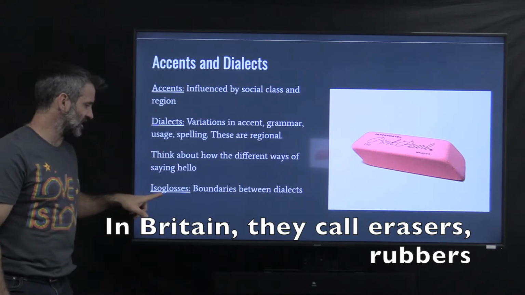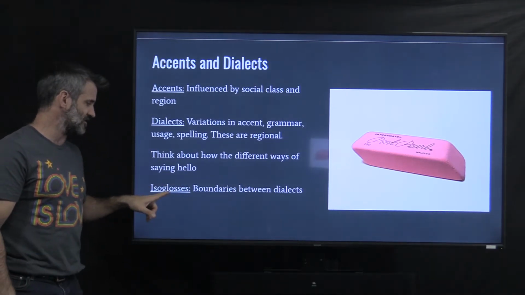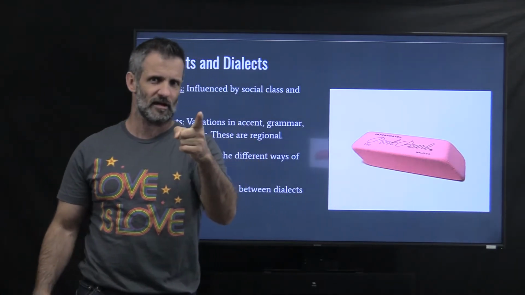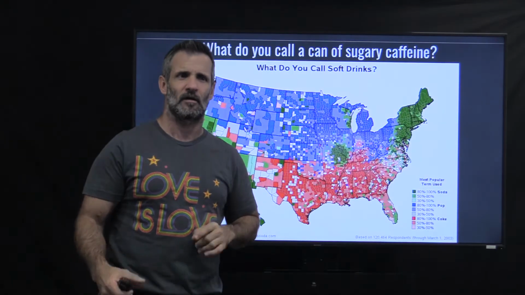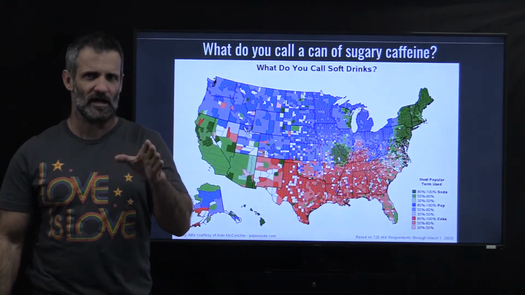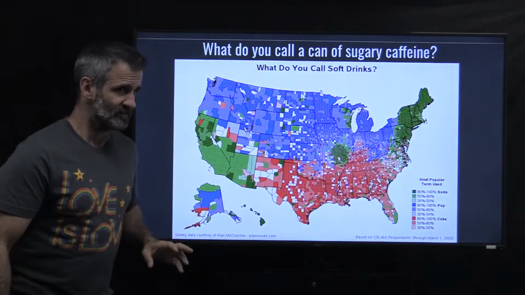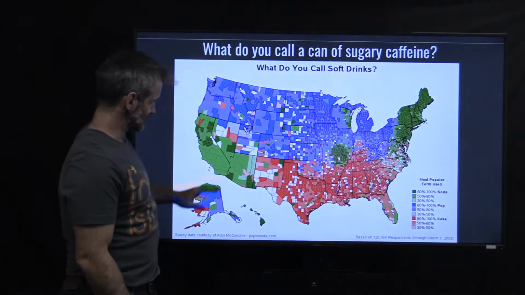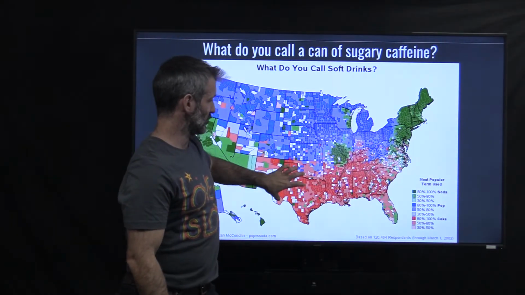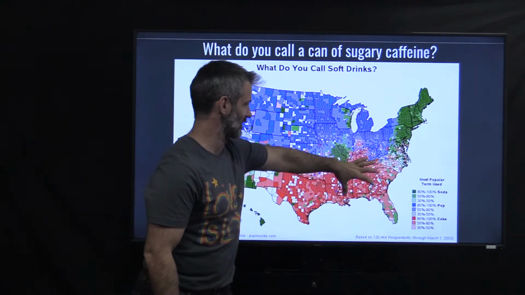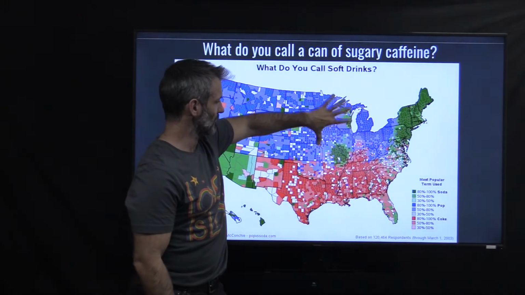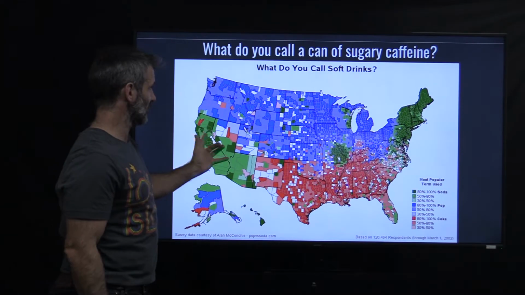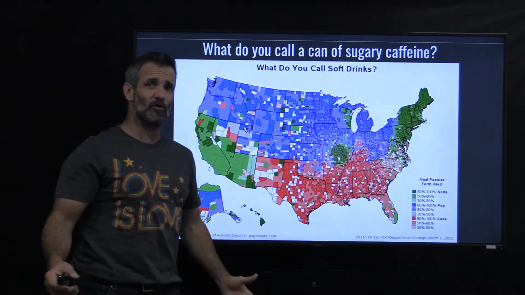One keyword I want you guys to hammer in on is isoglosses, the boundaries between the dialects. Let's look at a really easy one to think about. What do you call the sugary caffeine drink? All right. If you look off here, you got soda, pop, Coke, right? In the South, you can clearly see the influence of, yeah, we call it Coke. But then we get up here into Iowa, and it's pop. California, the West Coast, the East Coast, they call those cans of soda.